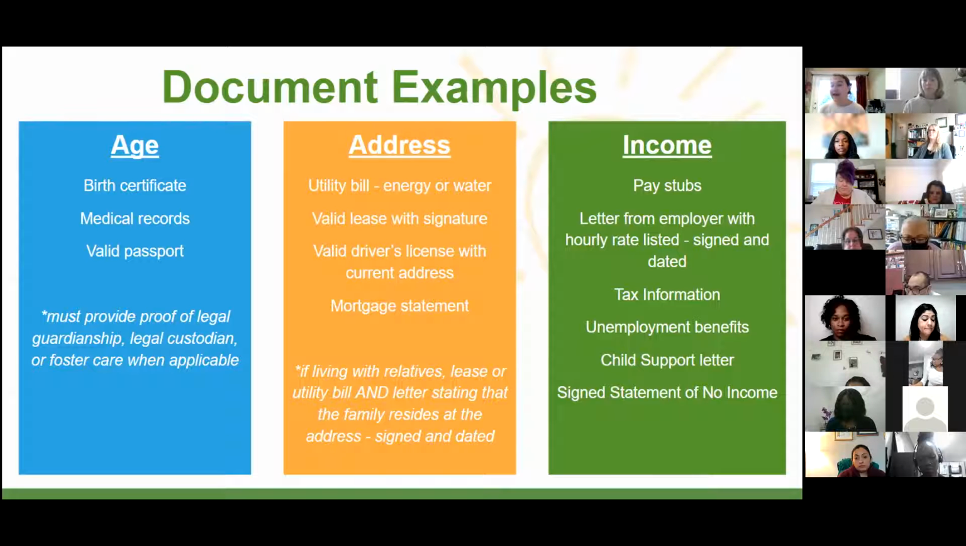We do accept tax information, and for some instances that is required. And then when applicable, we do need proof of the unemployment benefits that families are receiving or child support letters. And then for any family that does not have any source of income on the application, they would be prompted to sign our statement of no income, in which they would just give a brief explanation for why they have no income, and then they just need to sign it. And that is all done through our SurveyMonkey Apply platform.